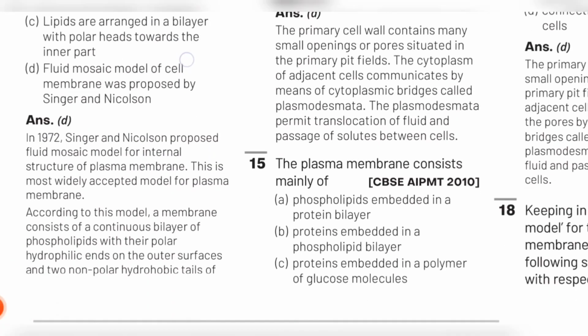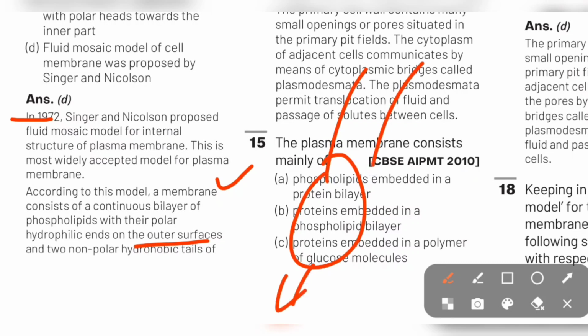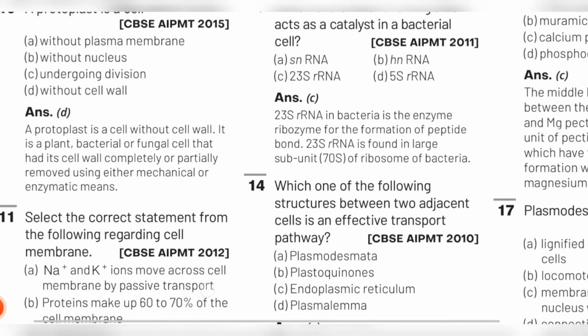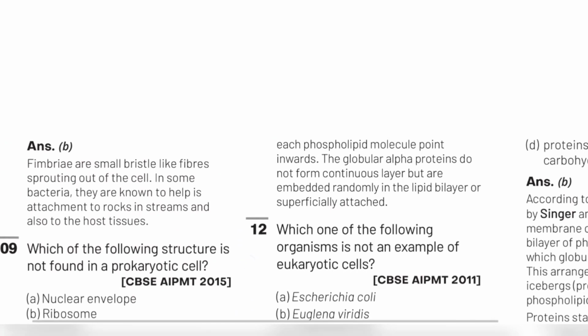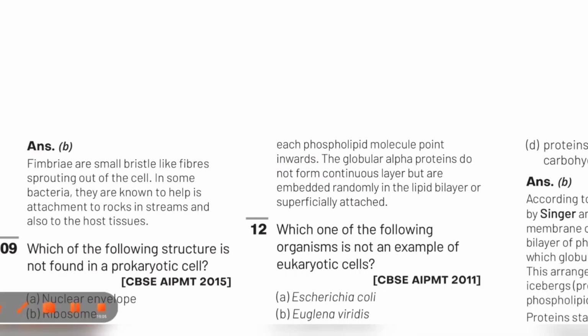तो अगर हम इसके एक्सप्लेनेशन देखेंगे, according to Singer and Nicolson, this is well accepted model. According to this model, membrane consists of a continuous bilayer of phospholipid with their polar hydrophilic ends on the outer surface. याद आपको रखना है, polar hydrophilic ends on the outer surface, and the 2 non-polar hydrophobic tails of each phospholipid molecule point inwards. ठीक है. That means पोलर जो है ना, नॉन पोलर हमारे पास टेल्स वो इनवर्ट्स होते हैं.